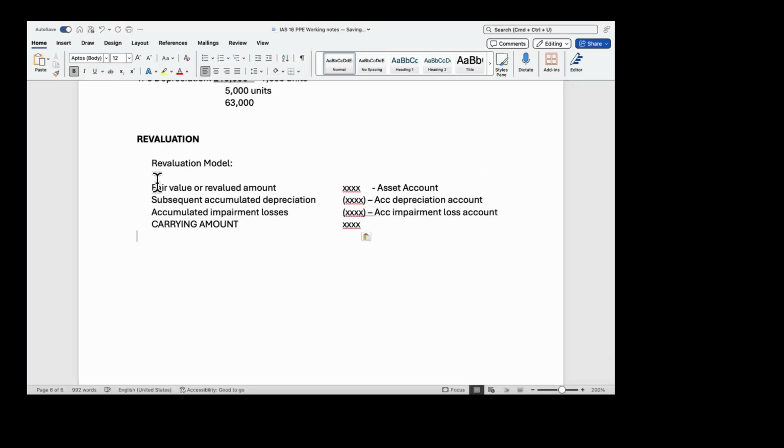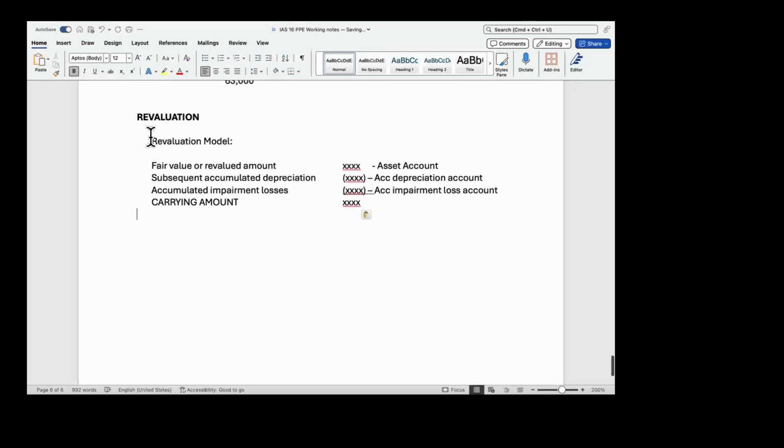Looking at revaluation, remember this. I told you that there is a model in subsequent measurement called the revaluation model, and it is fair value or revalued amount minus subsequent accumulated depreciation minus accumulated impairment losses, which gives us the carrying amount. So that's a revaluation model. I've already explained depreciation to you. I left out impairment losses.